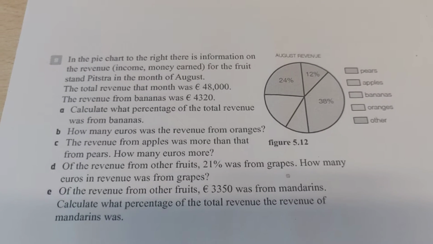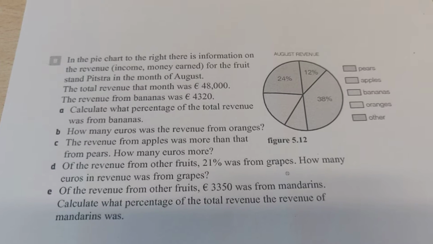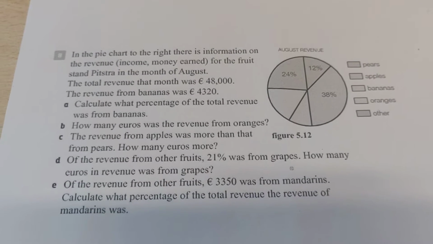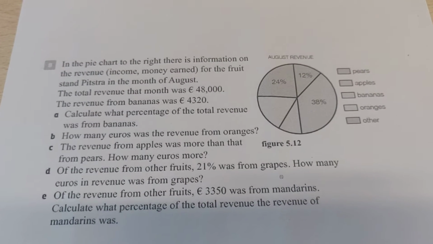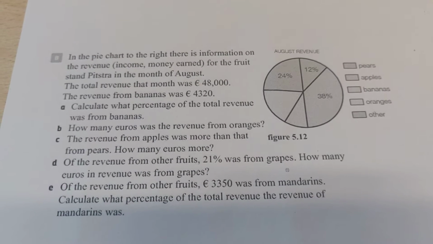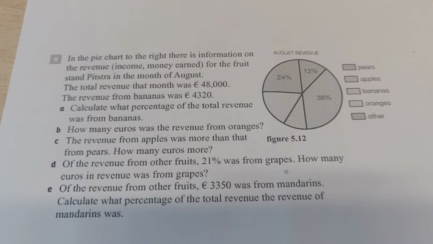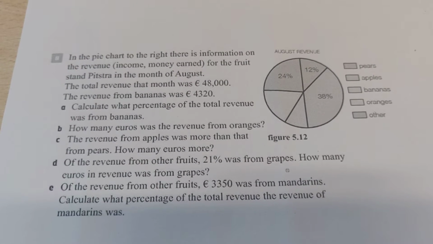It's exercise 8. It says in the pie chart to the right, there's information about the revenue, that's the income or the money earned, for the fruit stand Pitsra in the month August. The total revenue was 48,000 euros. That's how much they made. The revenue from selling bananas was 4,320. Calculate what percentage of the total revenue was from bananas.